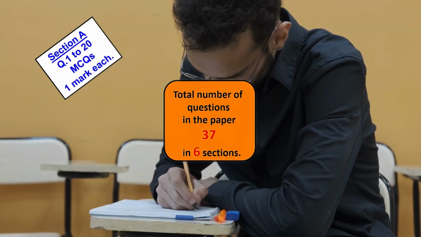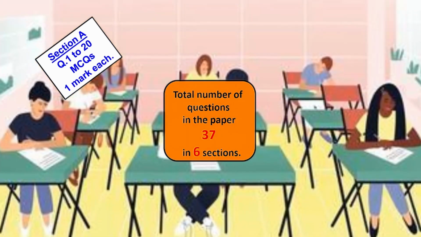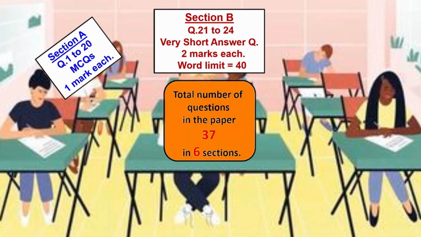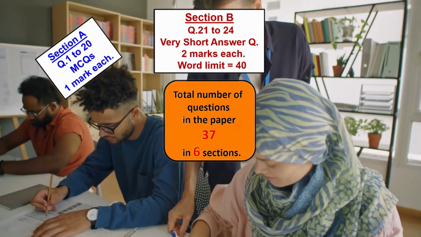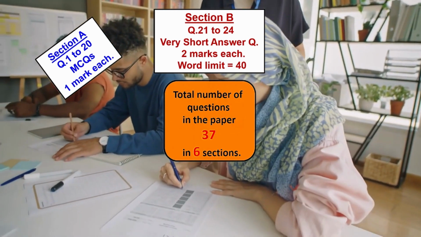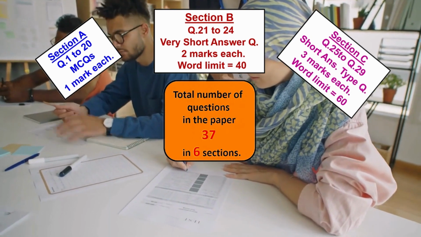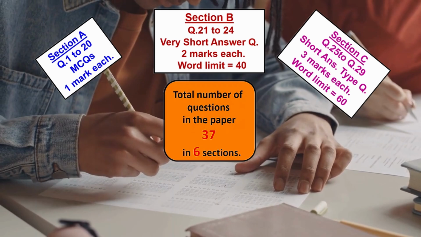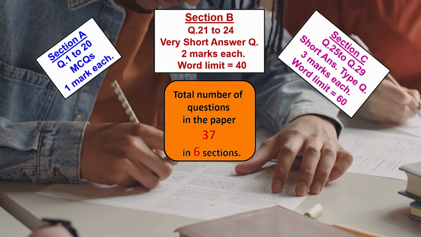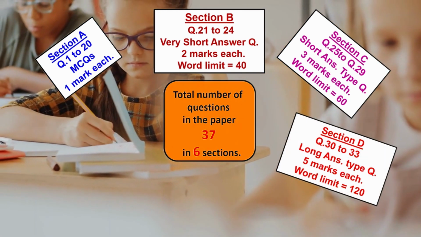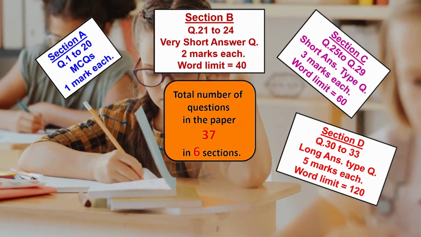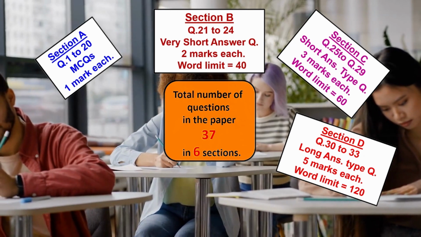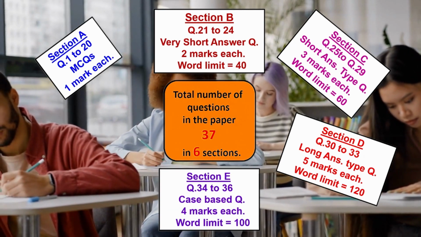Section B, questions 21 to 24, are very short answer questions and each carries 2 marks, and here your word limit is 40. Section C, questions 25 to 29, are short answer type questions and each carries 3 marks, and here the word limit is 60. Section D, questions 30 to 33, are long answer type questions and each carries 5 marks, and here the word limit is 120.